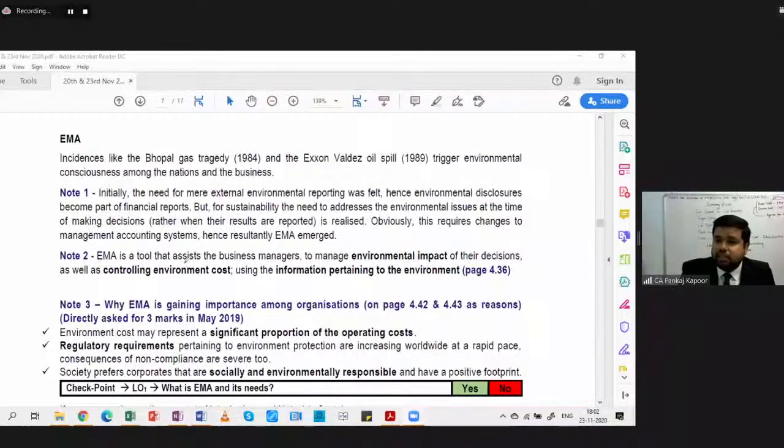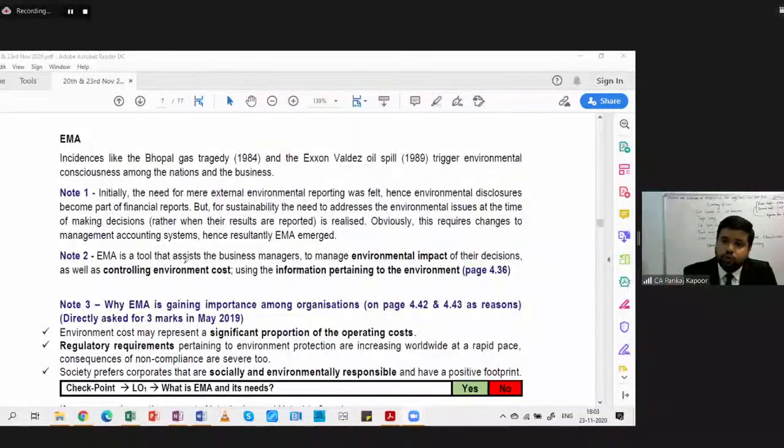In case of India, in the year 1984, a tragedy happened, which is the Bhopal gas tragedy. And in case of the world, Exxon was one of the major incidents which occurred in the year 1989, which changed the mindset of the corporates as well as the governments of the nations, that they are ecologically responsible. The moment they came to know that they are ecologically responsible, the companies started reporting environment footprint data in their annual reports along with the financial statements.